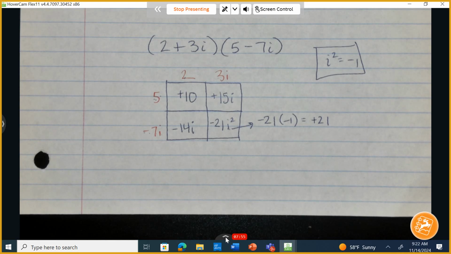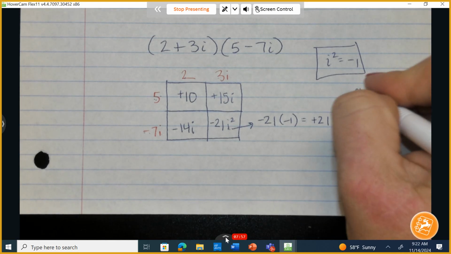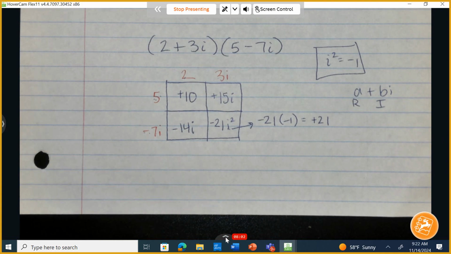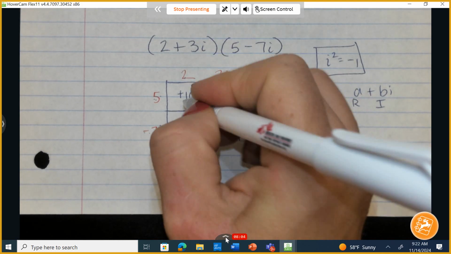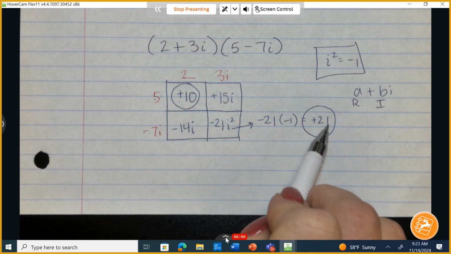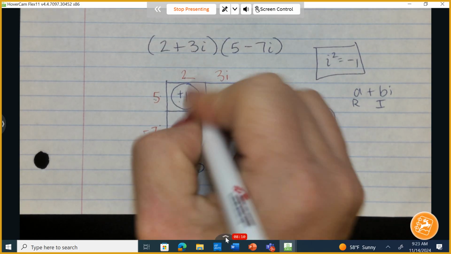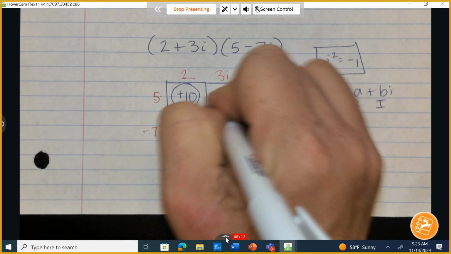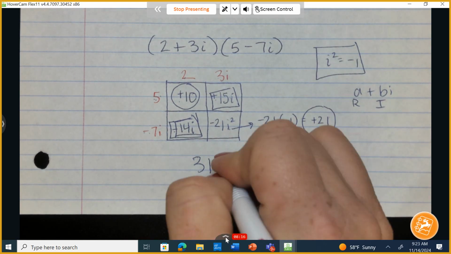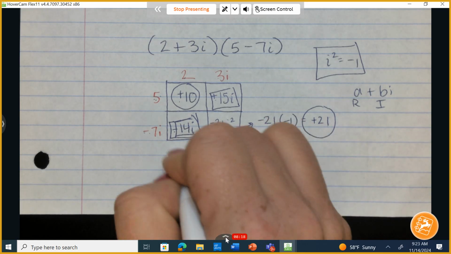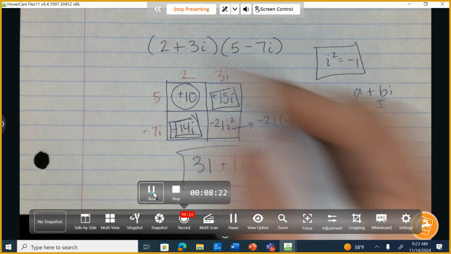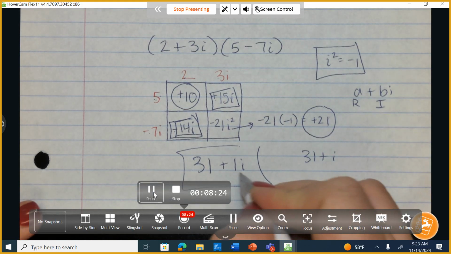When I combine these, I want to write it in the form a plus bi. That means the real portion first and the imaginary portion second. So I have 4 different terms here. I'm going to circle the real portions. Positive 10 and positive 21 is 31. And then I'm going to box in the imaginary portions. Negative 14 and positive 15 is a positive 1i. If you just put 31 plus i, that's equivalent to 1i.